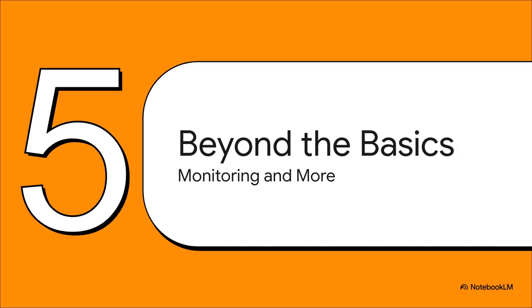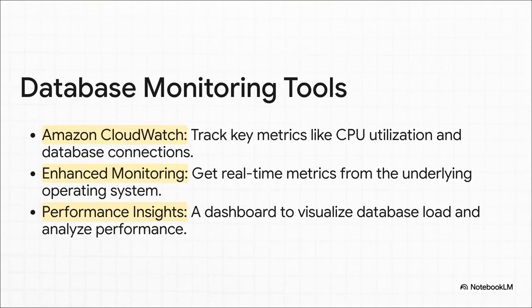Okay, so our database is running, it's highly available, it's backed up, but how do we keep an eye on it? Well, RDS gives you a whole suite of tools to see what's gone on under the hood. You've kind of got these different layers of insight. You start with Amazon CloudWatch, which gives you the high-level dashboard. How busy is the CPU? How many database connections are active?